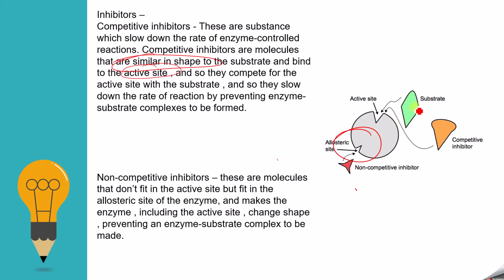So no matter how much substrate you add, having this non-competitive inhibitor will prevent any of the substrate from binding to the active site, even though it's unoccupied. So imagine it's like an on and off button. Once the non-competitive inhibitor binds, it's switching off the enzyme completely and therefore doesn't allow the substrate to bind.